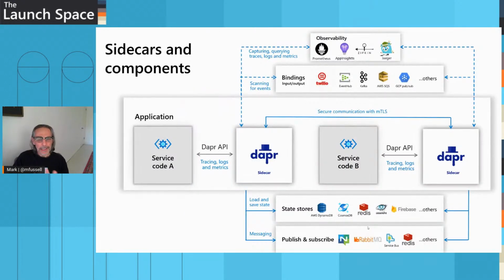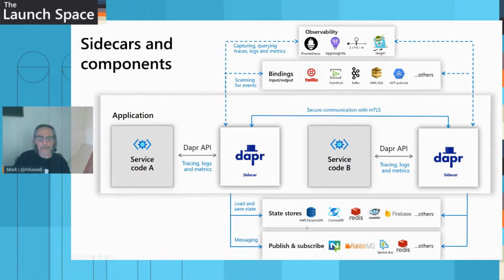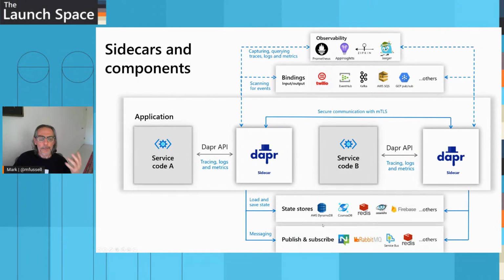If you look at this a little bit bigger and expand it out, you'll see that you can have two applications that run, and each one of them launches with its own Dapr sidecar. As I showed in the last one, using those APIs, you can get hold of different types of state stores through these different components down here. So I can plug in DynamoDB or Cosmos or Redis or Cassandra. There are many of these built and donated by the community.